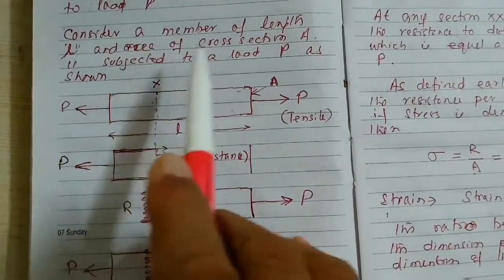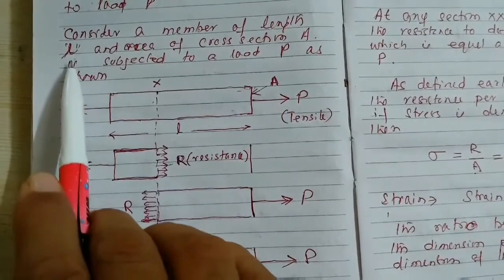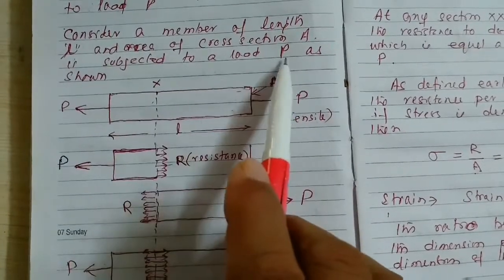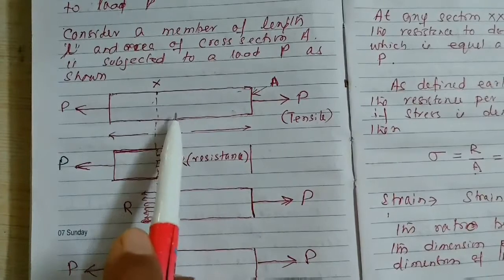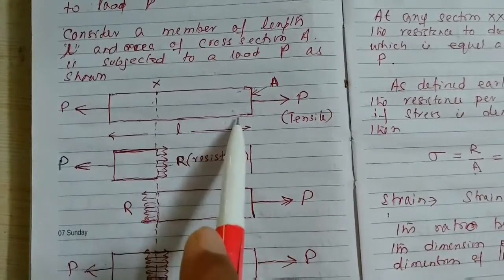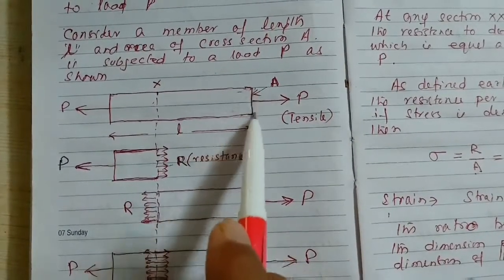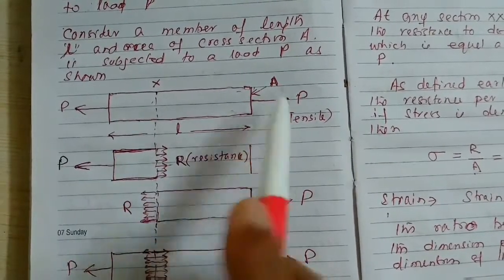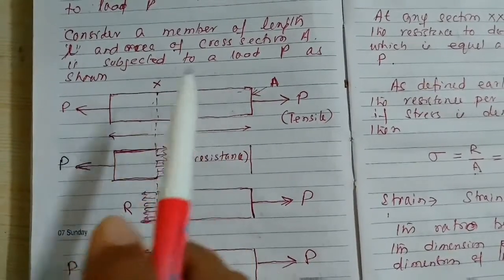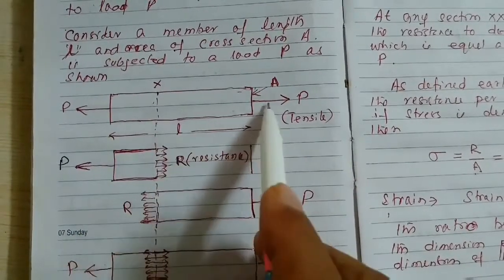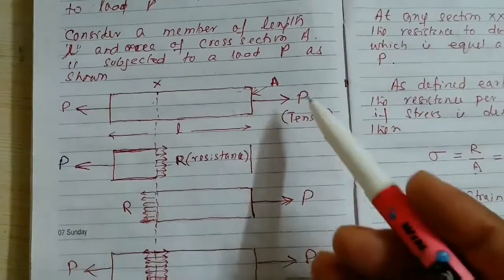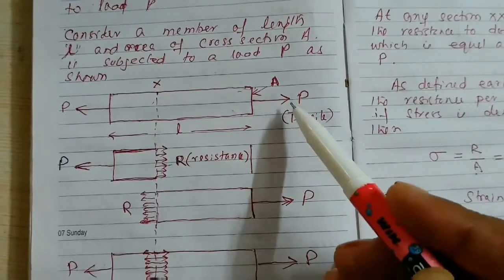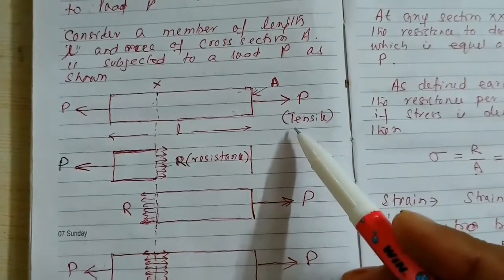Now, consider a member of length L and area of cross-section A subjected to a load capital P as shown. We will denote load as capital P. The intention of this load is to pull the material out or elongate the material. Such a type of load will be called tensile load.